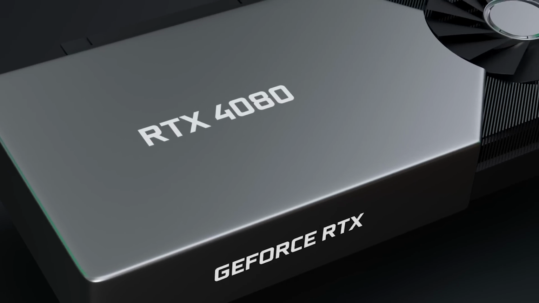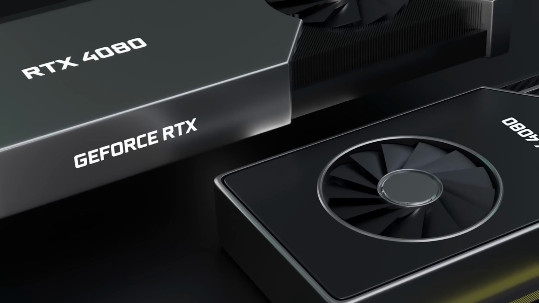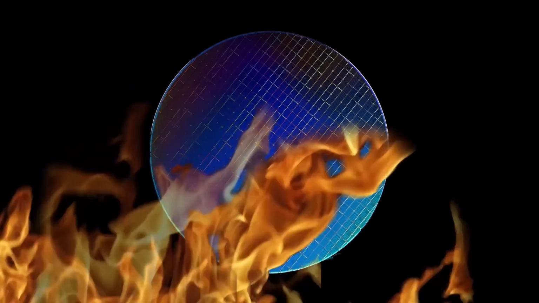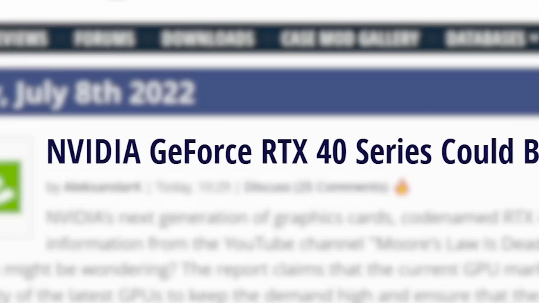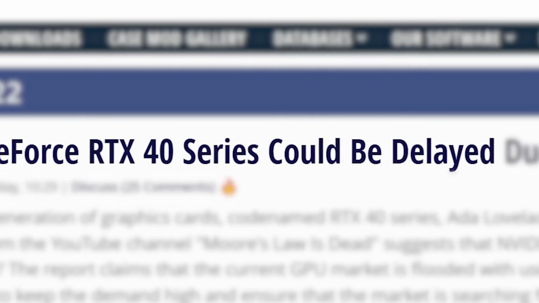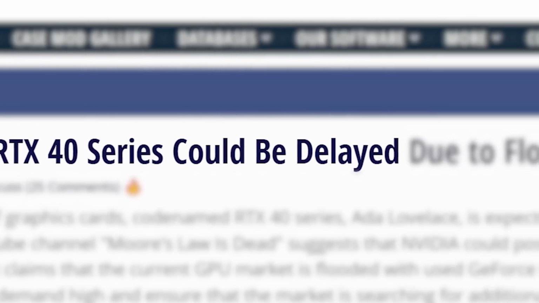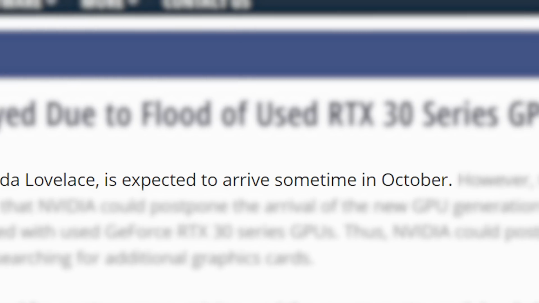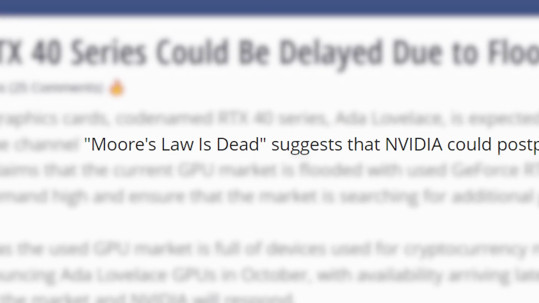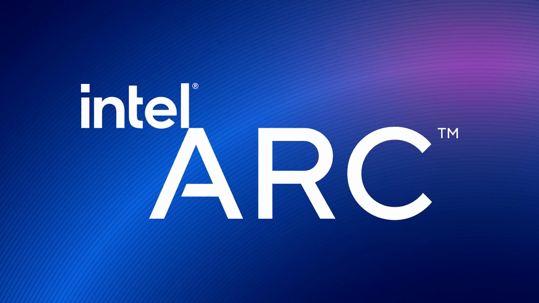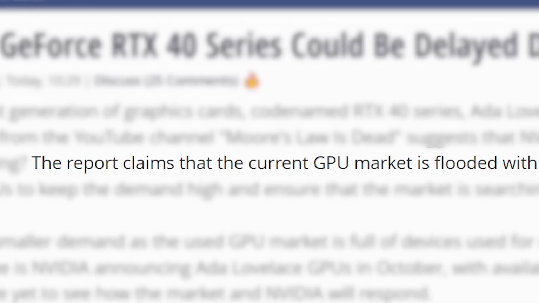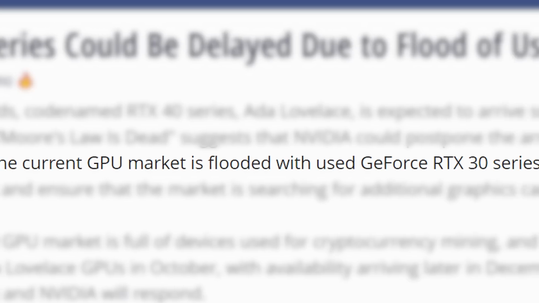Next up, I've got some bad news for anyone hoping to pick up one of Nvidia's next-gen GPUs. The story originally comes from Moore's Law is Dead, and later by Tech Power Up. And according to this, it looks like Nvidia may be postponing the launch of their next generation of GPUs. Originally, it looks like Nvidia planned a release for October, but according to Moore's Law is Dead, the company could postpone the launch until December. And the reason may not be what you think. They're not having hardware issues or problems with drivers, oh no. According to this, Nvidia is wanting to hold off because the current market is flooded with used RTX 3000 GPUs.